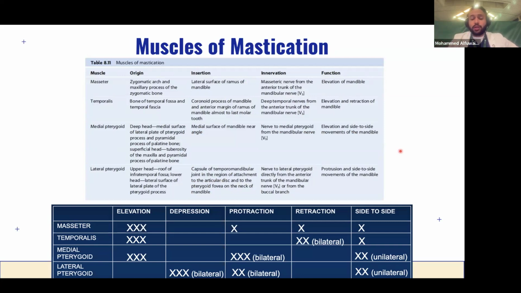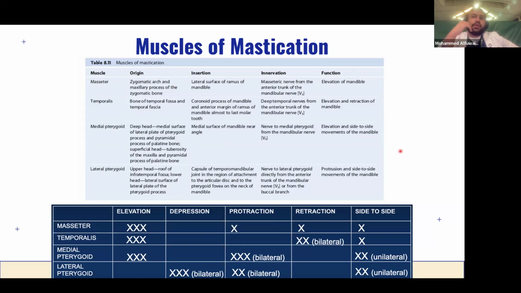What I want you to remember is there's one muscle that will help depressing the jaw. Which muscle is that? Lateral pterygoid, good. It's the one muscle from these four muscles. There's obviously accessory muscles that will help it, but from these four muscles, it is the only muscle that will depress the mandible, okay? This is important, very important and high yield.